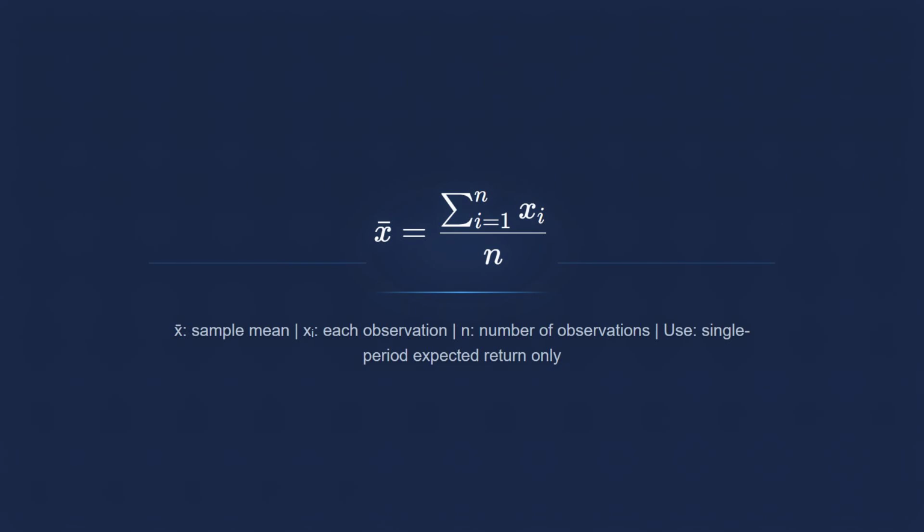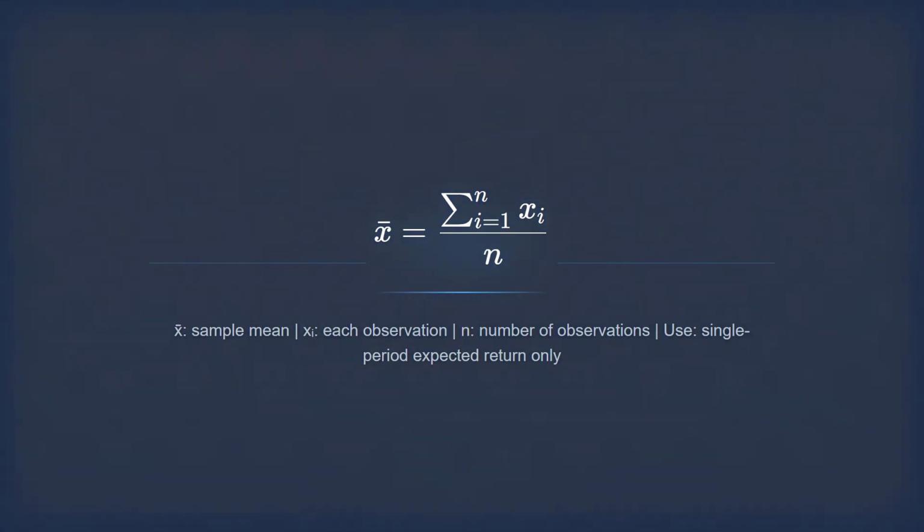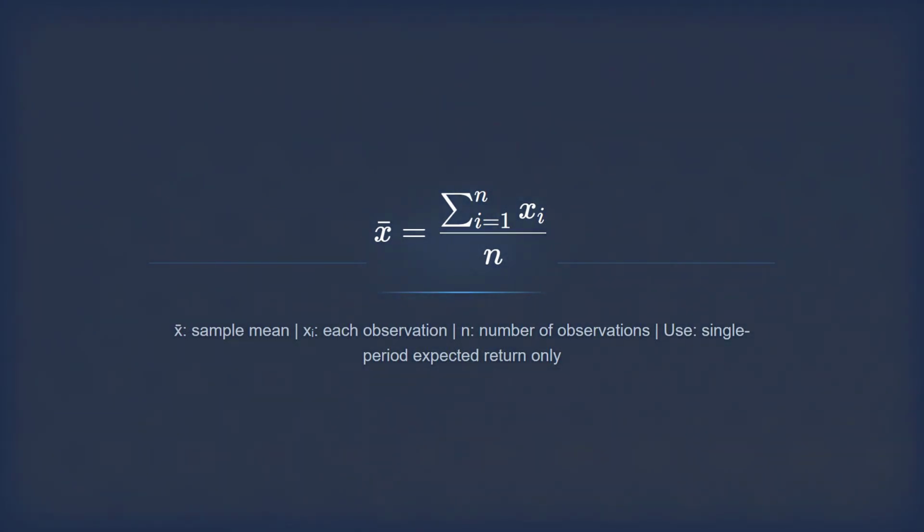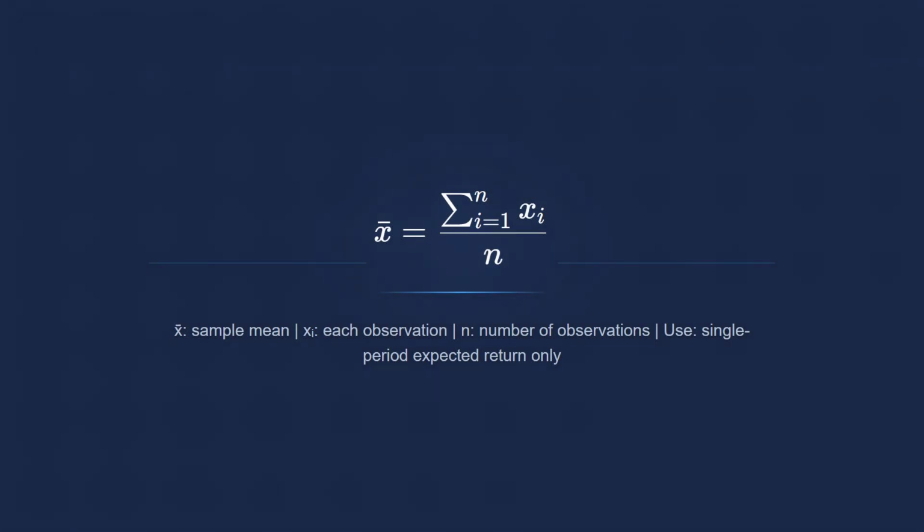If they ask what return you earned over multiple years, stop. Do not use this formula. The trigger word is single period. Lock that in.